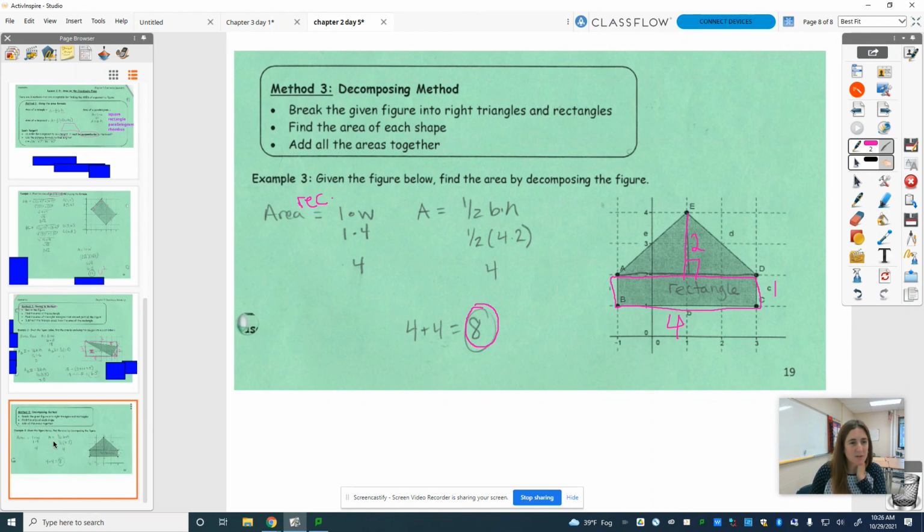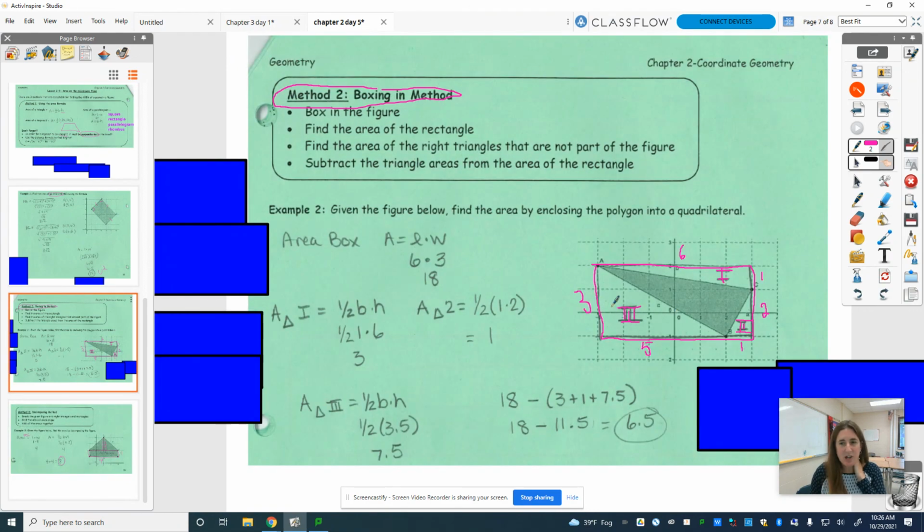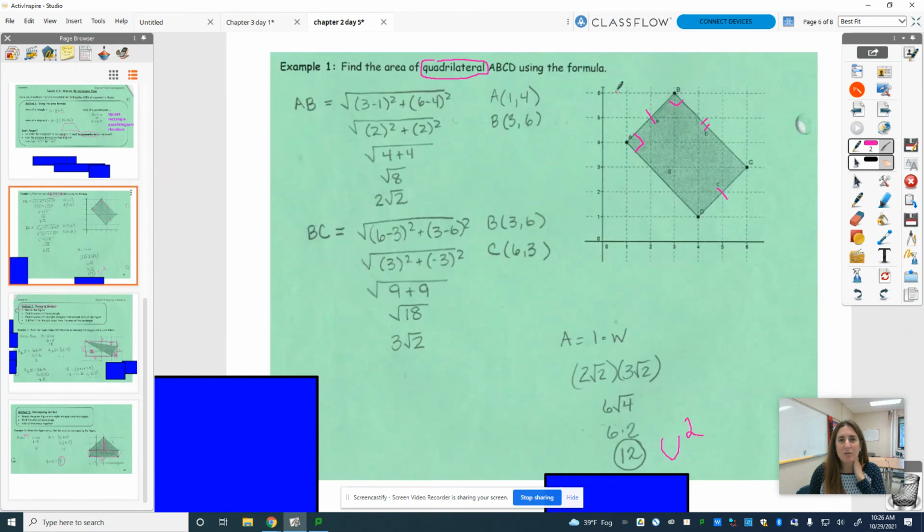Super fun. So 3 different methods. You can decompose it into shapes you know. If it's tilted all wacky, you can box in the triangle. And if it's a rectangle or a parallelogram or a quad, you can use your distance formula to find those.